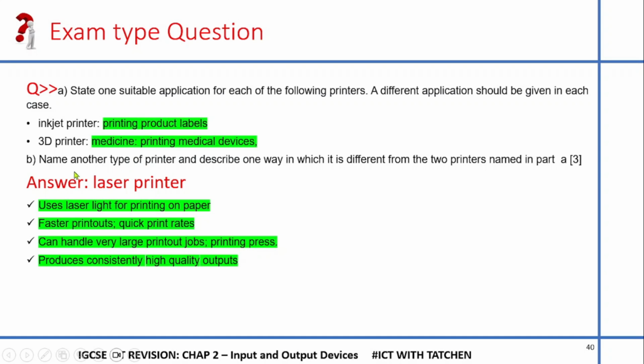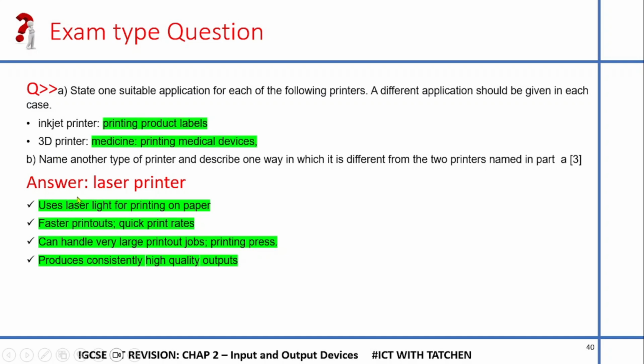The other part of the question says we should name another type of printer and describe one way in which it is different from the two printers named in part A. So basically you can just name a printer and describe it. Definitely focus on the parts where it's different from these two.